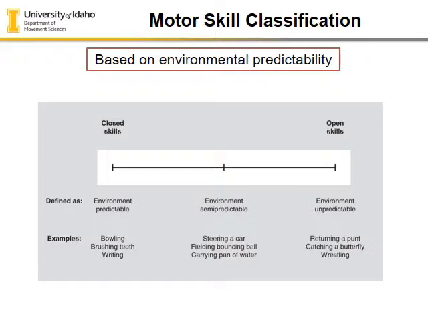So again, here's just another table or graph depicting closed and open on the two ends. So it's a very predictable versus a non-predictable or unpredictable environment.